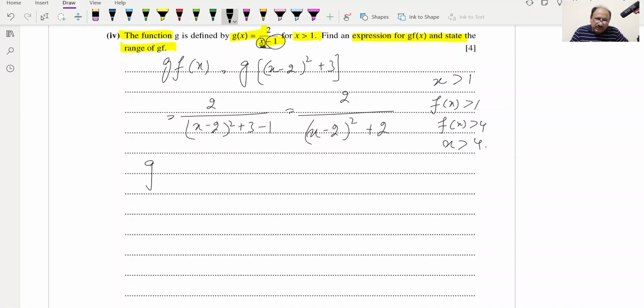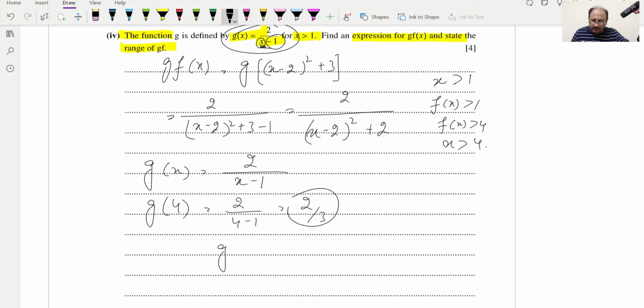So g of x we can write, g of x is equal to 2 over x minus 1. This is g of x. From here we have written, and g of 4 we can check. g of 4 will be 2 over 4 minus 1, which is equal to 2 by 3, and so g of f of x will be varying in between 0 and 2 by 3. This will be the range which we are supposed to find.